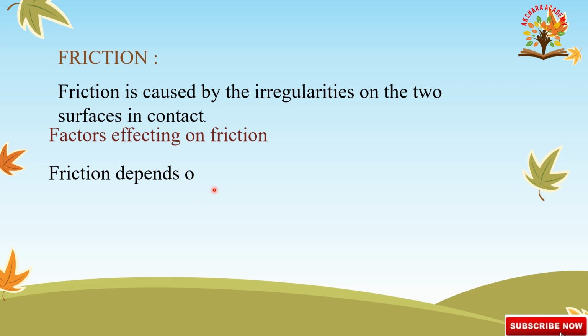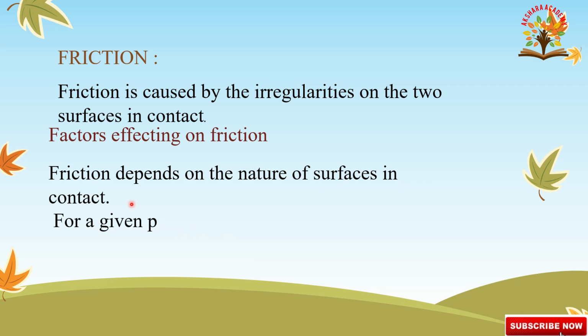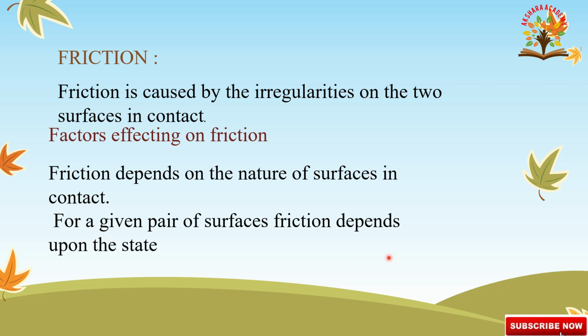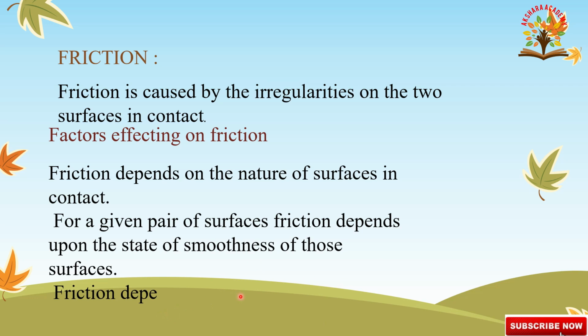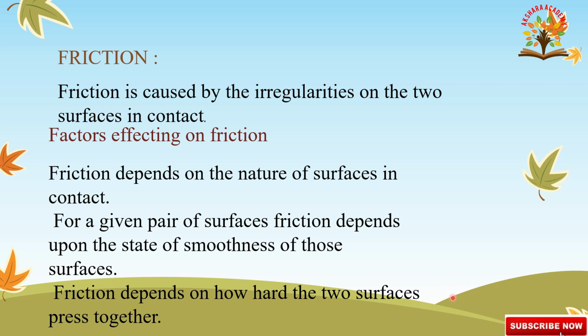Friction depends on the nature of the surfaces. So friction depends on the nature of surfaces in contact. For a given pair of surfaces, friction depends upon the state of smoothness of those surfaces. Next, friction depends on how hard the two surfaces press together. These are all the factors affecting friction.